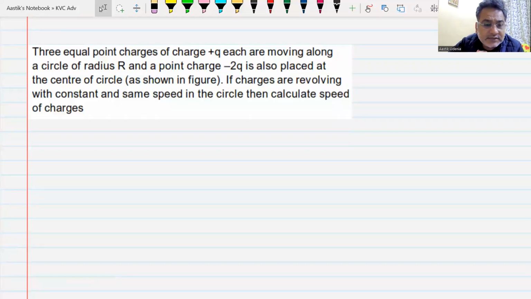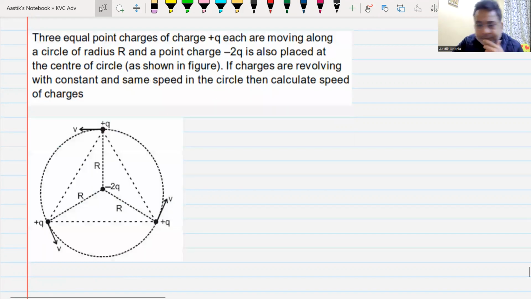Three equal point charges of charge plus q each are moving along a circle of radius r. A point charge minus 2q is also placed at the center of the circle as shown in the figure. Since it is given as shown in the figure, I'm obliged to show you the figure. The charges are revolving with constant and the same speed in the circle. Calculate the speed.